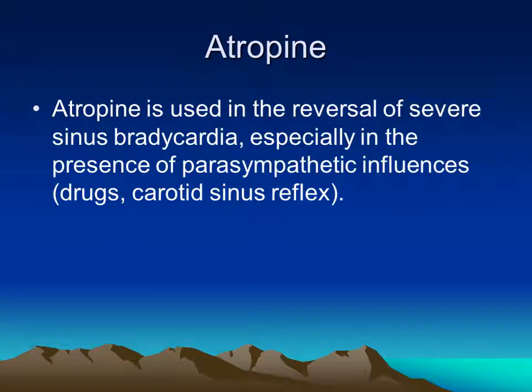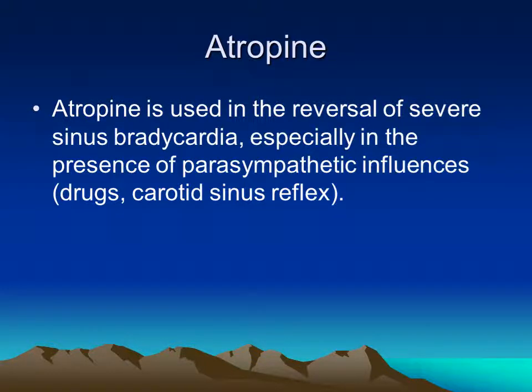Atropine. Atropine is used in the reversal of severe sinus bradycardia, especially in the presence of parasympathetic influence, such as drugs and carotid sinus reflex. This will be tested on post-test question number 6. Atropine is an anticholinergic drug. As such, it blocks the parasympathetic receptor, reducing the stimulation of the parasympathetic branch that causes the bradycardia.